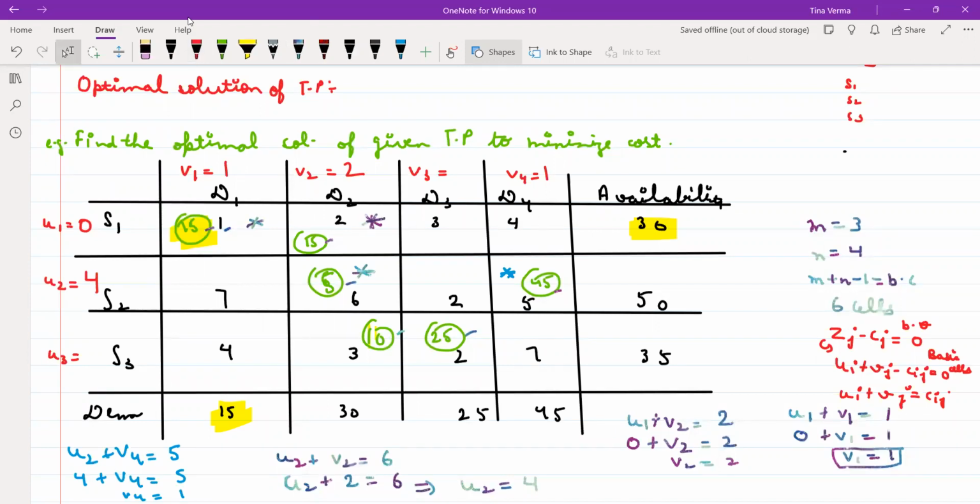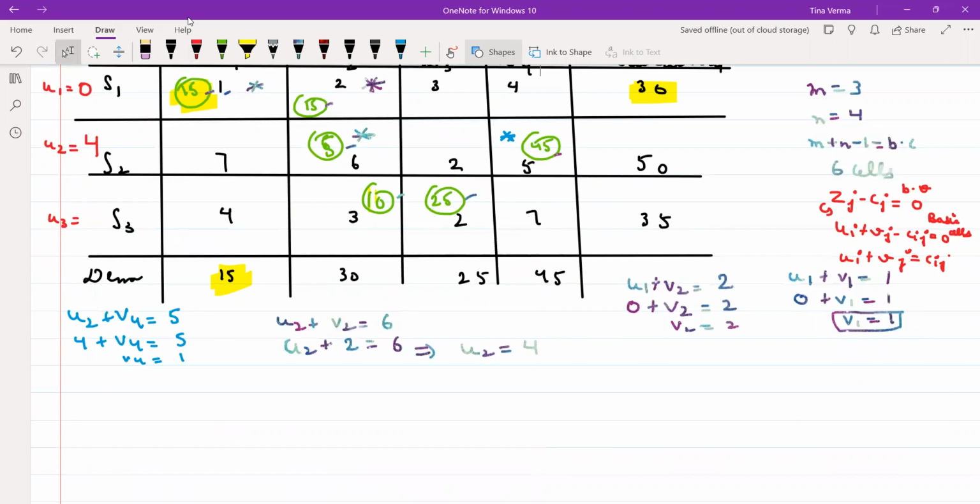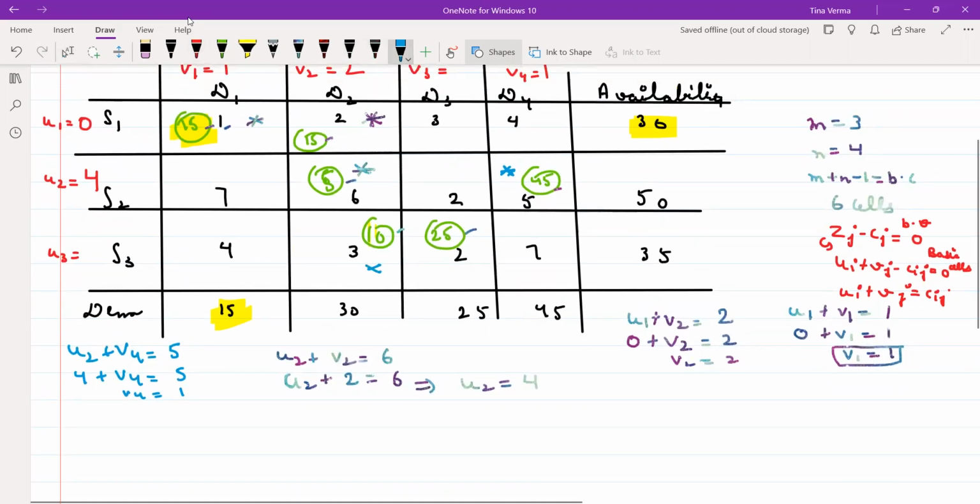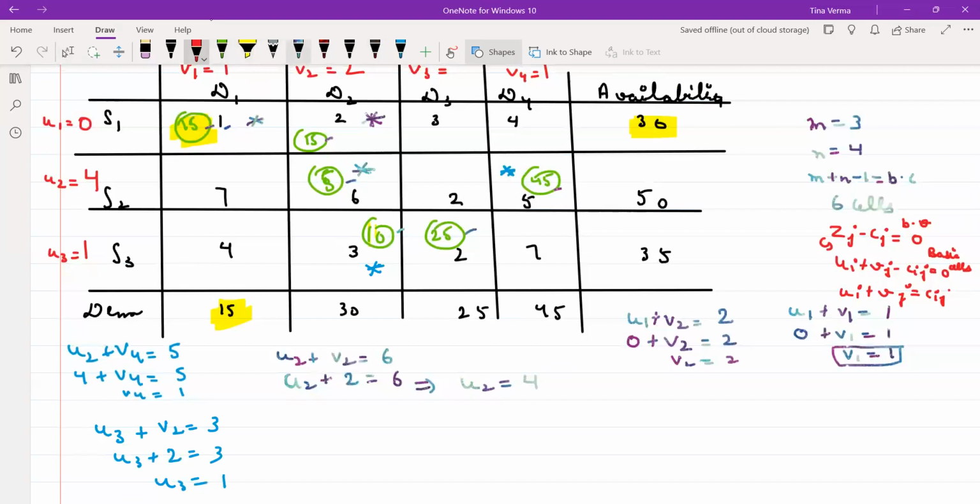And lastly, you have to find the values of U3 and V3. This is also a basic cell, so U3 plus V2 will be equal to 3. V2 is known to you, that is 2, so U3 comes out to be 3 minus 2, that is 1. This is also a basic cell, so U3 plus V3 will be equal to 2. U3 is 1, so V3 comes out to be 1. Is it clear how you are calculating the values of Ui and Vj?